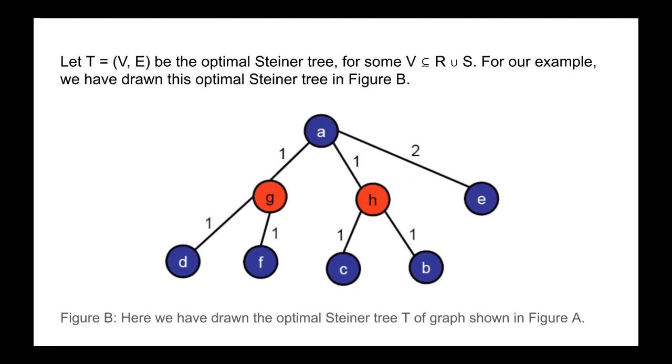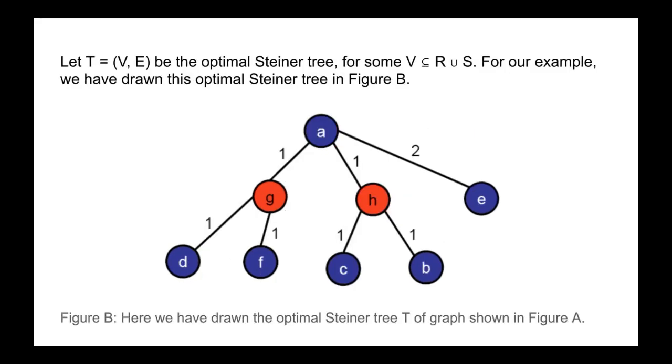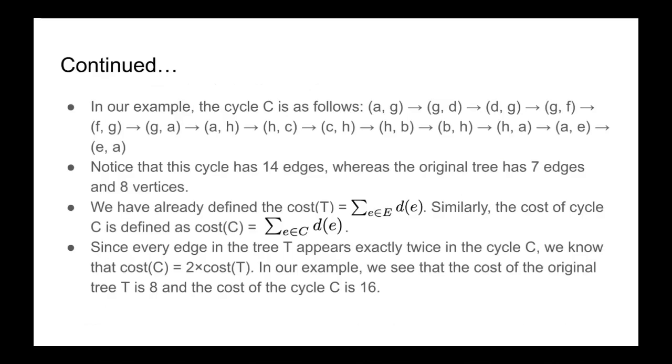For example, we have drawn this suboptimal tree, as you can see here from figure A. We have converted this into an optimal standard tree. Okay, so we'll be using the same throughout the proof. So in our example, the cycle.